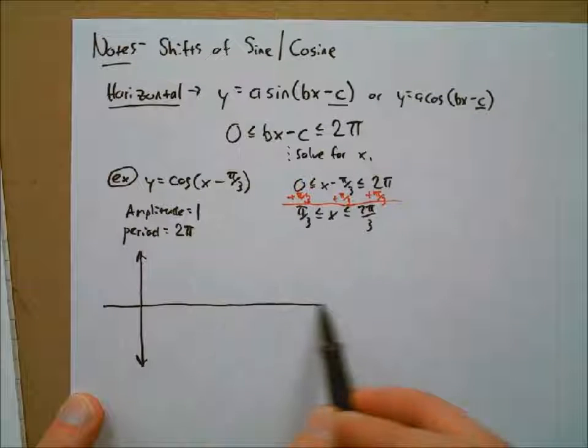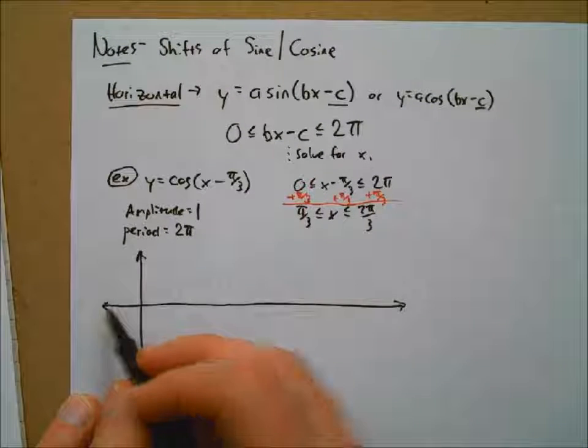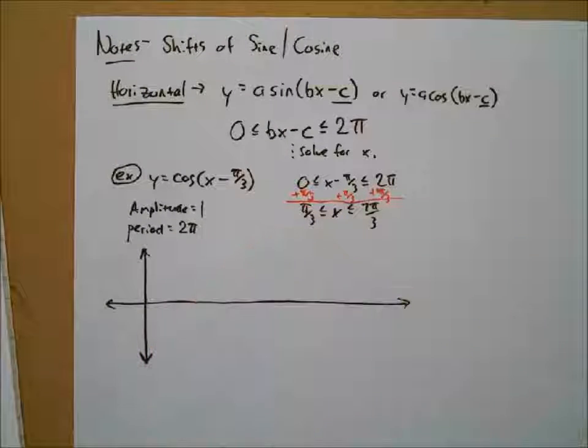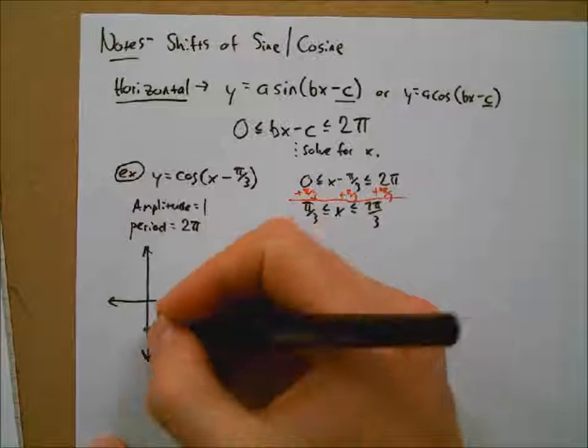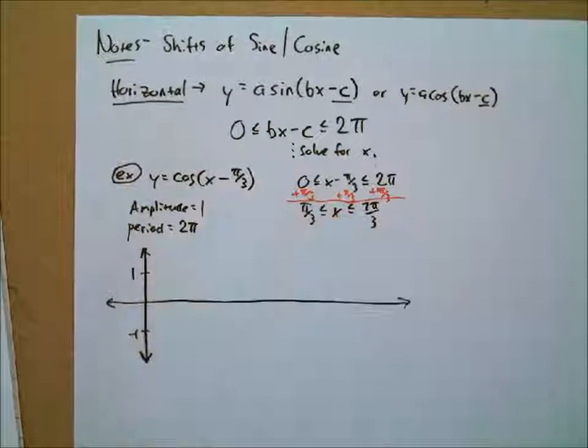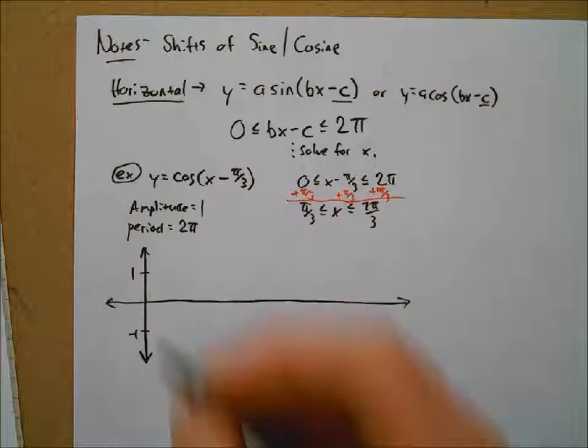Okay, the range for our function will still be what to what? Negative 1 to 1, right? Negative 1 to 1, because our amplitude's 1, so it'll still be negative 1 to 1 there. Okay, and we'll do 2 full periods here. So we're not going to start at 0. We're going to start at pi over 3.